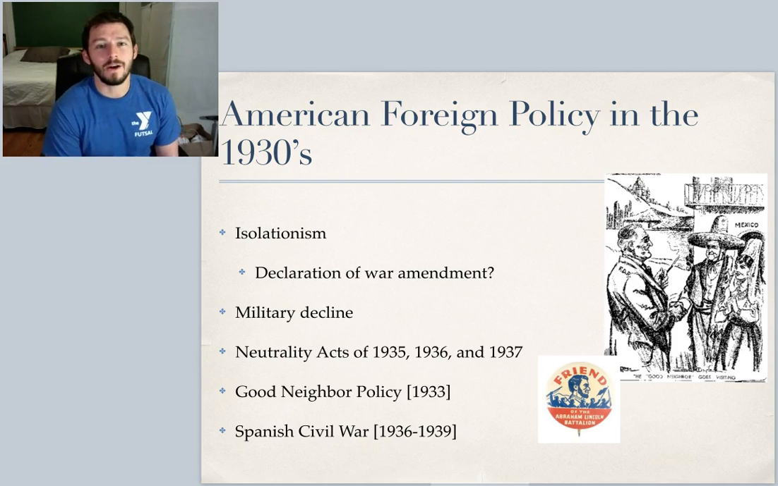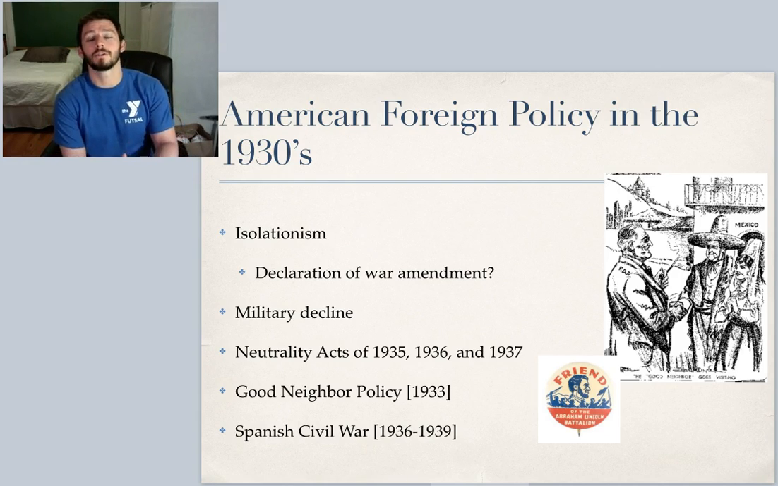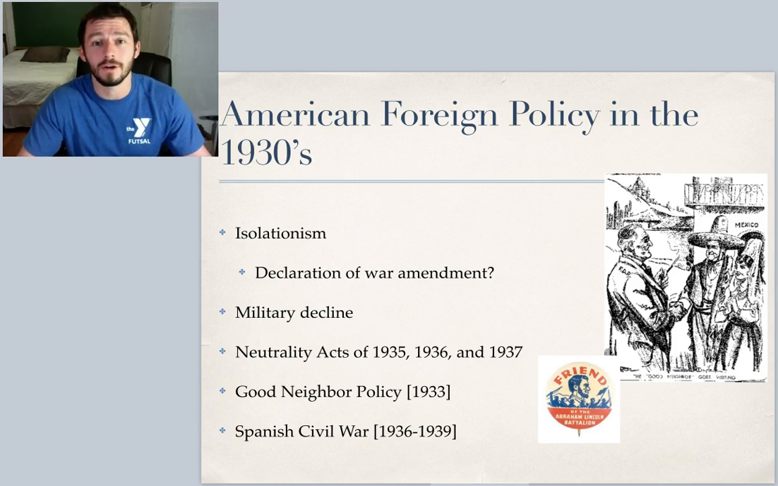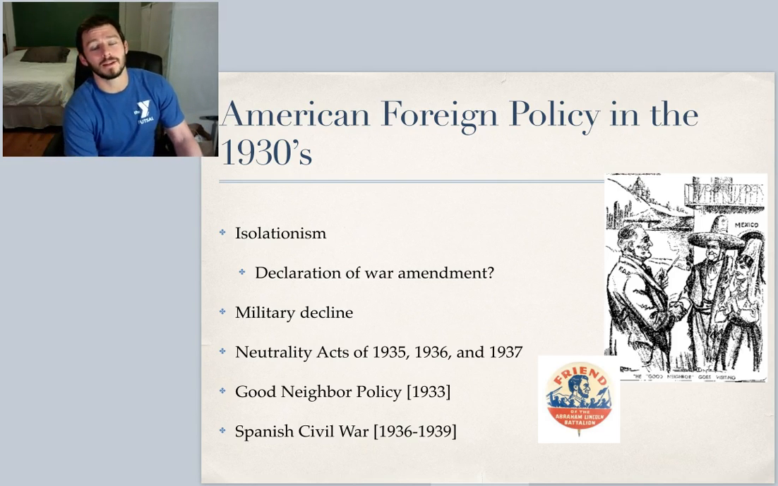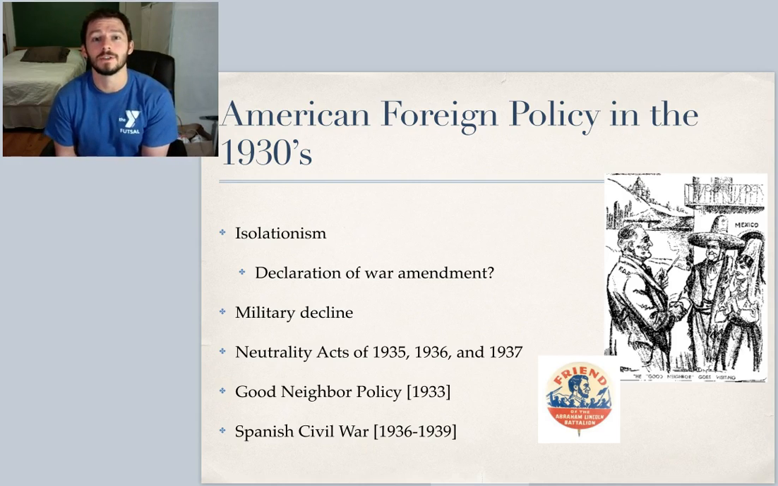One way you can tell how isolationist we had become in the 1930s was one amendment that was floated. It was never passed, but one idea people had is that for Congress to declare war, the United States had to actually be invaded. We could not declare war unless it was a defensive war. Now that didn't happen, but it shows how much the American people wanted to stay out of global conflicts. The memory of World War I was still fresh in people's minds, and a lot of people thought World War I was a mistake.